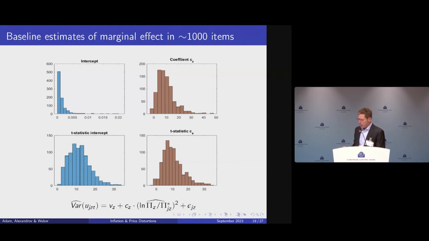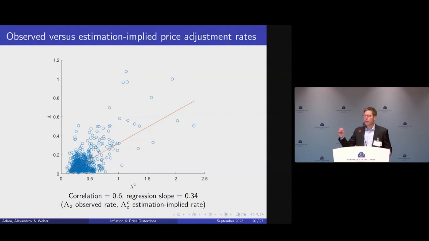Now, that's the evidence. Of course, I showed you that the theories imply an interpretation of these coefficients, the marginal effects that we estimate, in terms of the adjustment rate. And this adjustment rate is observed in the microprice data, right? So we can go and compute it and compare it to our estimated coefficients, which is what this figure does. So you get the estimation-implied adjustment rate down here, and then the adjustment rate that you can straight compute in the microprice data. You see that they are correlated. It's a 0.6 correlation, but you also see a quite downward biased regression slope, which is the downward bias that we get in our marginal effect estimates, okay?